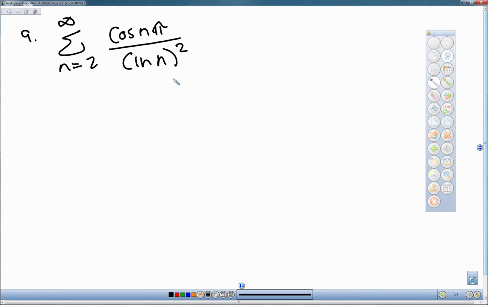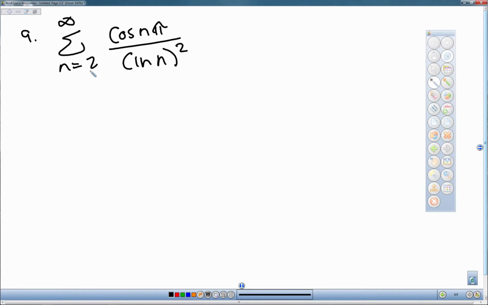Do number 9 real quick from the assignment, and this one goes by much quicker. At first glance, we're looking at this and it's a little intimidating. We've got the cosine of n pi, natural log of n, quantity squared, and it might not be immediately recognizable what this is, so let's plug in some values and see what happens.